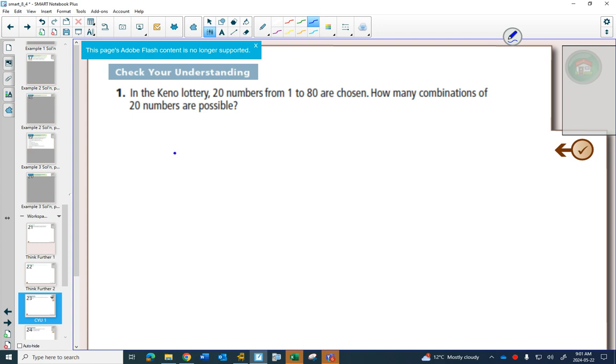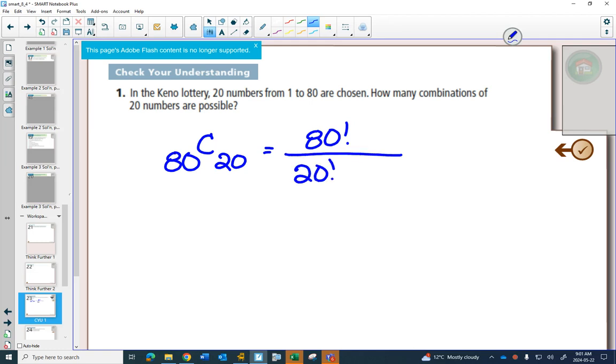The math behind this is super easy. If the order doesn't matter, we write it out as 80 choose 20. The formula for combinations is also really easy to remember. The 80 is going to be 80 factorial on the top, just like the permutations formula. And of course, this formula is on your formula sheet, but since it's so easy to remember, you probably won't have to use your formula sheet.